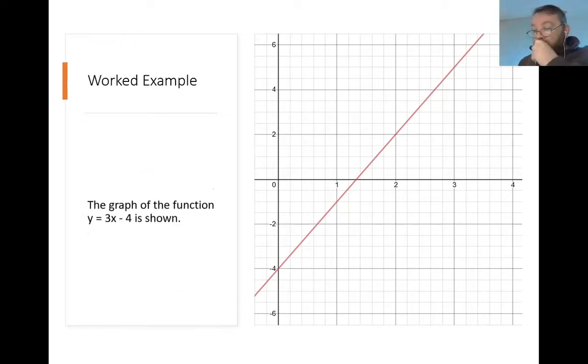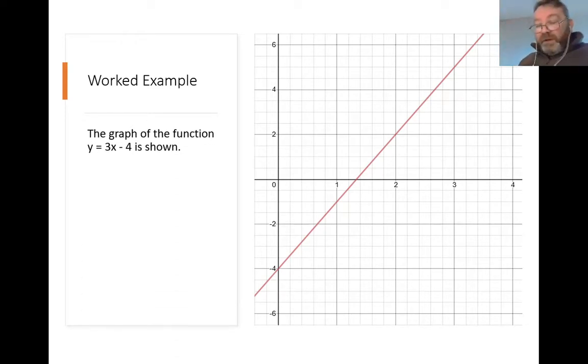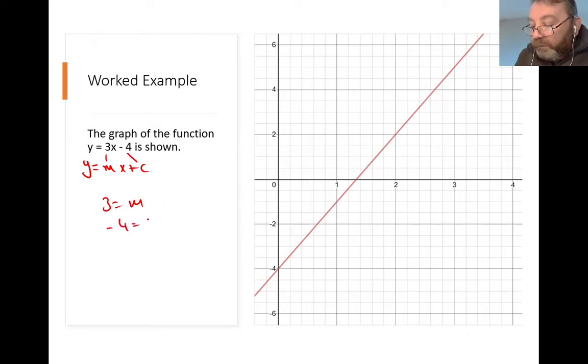Here's a worked example. The graph of the function y equals 3x minus 4 is shown. Now, before I do anything, let's just examine what that means. First of all, it means that it's following the format y equals mx plus c, which means immediately that 3 is equal to m and minus 4 is equal to c. Now, what does that mean? The slope is 3, and the place where it passes through the y-axis is minus 4, as you can see there.